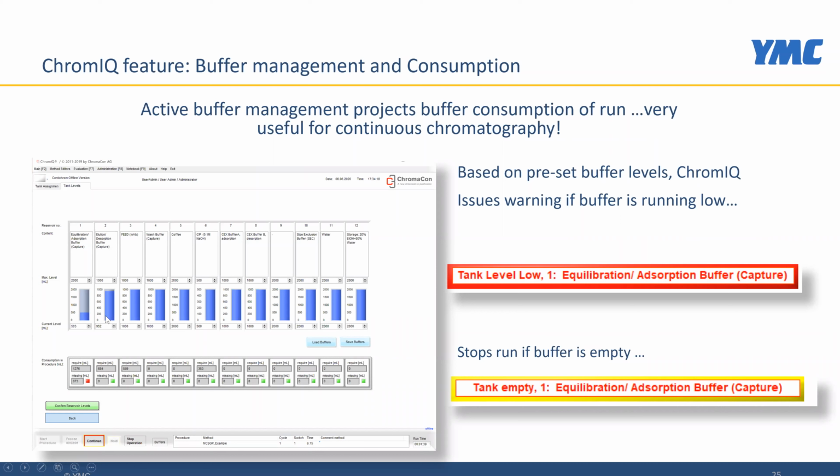So there's no online control of the level. It's just purely based on what you have entered here in terms of level and on the consumption of buffer that is estimated based on the flow rates that are in the method. Like this, if you're doing this, let's say in a disciplined way, and you enter the levels, you will never have a pump running dry because the system will stop before you get to that level.